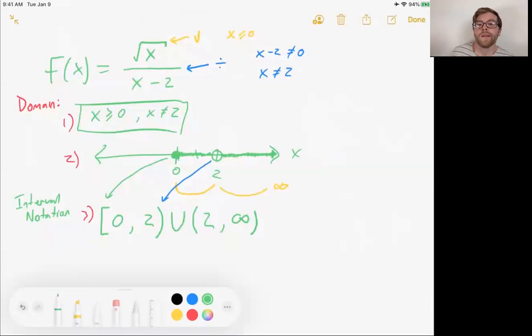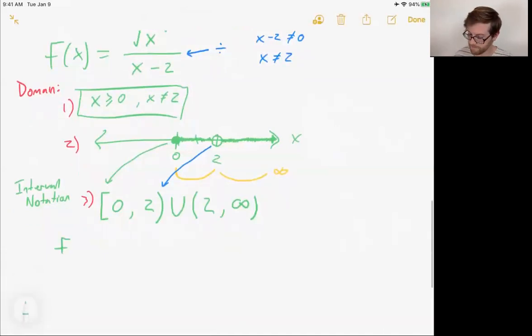Well, we already decided that 0, putting in 0 for x, that works. And what do we get? We get square root of 0 divided by 0 minus 2. That's just going to be 0. And I think that we also tried f of 1, square root of 1 over 1 minus 2. That's negative 1.